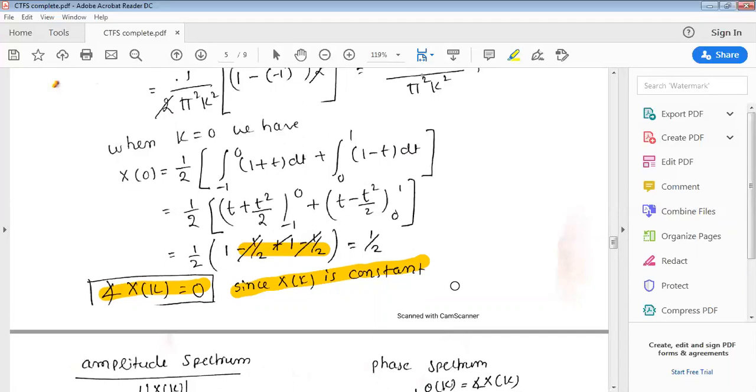Therefore, angle of a constant is 0. Any constant k is equal to k angle 0. That's why it is 0. Are you able to follow this step? Any doubt?